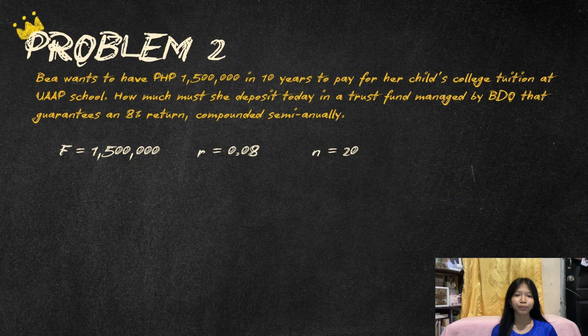Analyzing the problem, the given are future value, which is 1,500,000 for her child's college tuition in the future. Nominal rate is 8% or 0.08 and 20 for our n. Because it is compounded semi-annually, we have a number of conversions of 2, multiplied by 10 years. That's why it becomes 20. Now, the problem is how much Bea deposits today in a trust fund.